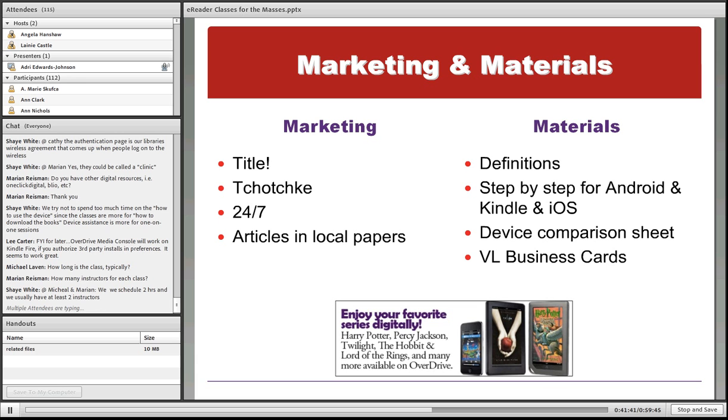So how did we do that? The first thing is we stopped calling it how to use Overdrive or how to get books from the library. We've called it getting to know your e-readers, because that's what people know. That's what they know they don't know. And so that's what we're calling them now.